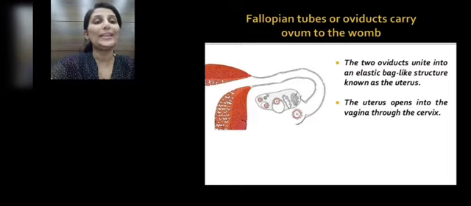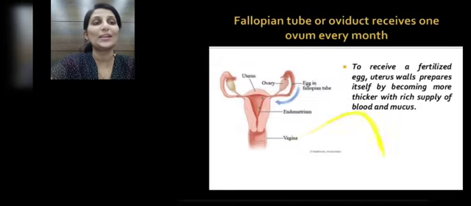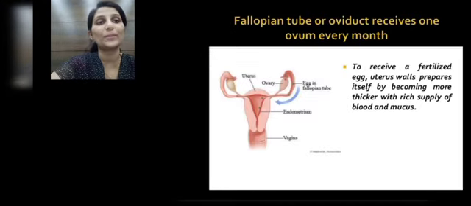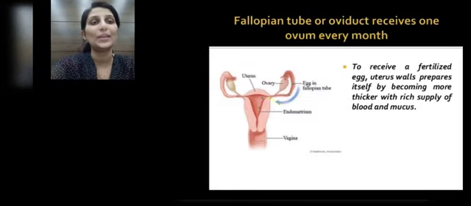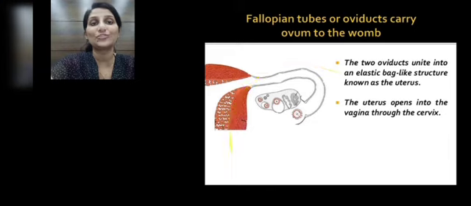The two oviducts unite into an elastic bag-like structure which is called the uterus. We can see this is one fallopian tube and this is the other fallopian tube. They join together to form an inverted pear-like structure, an elastic bag-like structure called the uterus. The function of the uterus is that it helps in the development of the fetus. It is a site where the fetus undergoes complete development before childbirth.